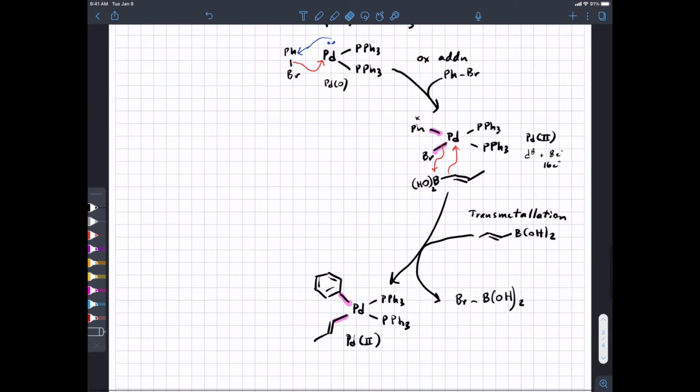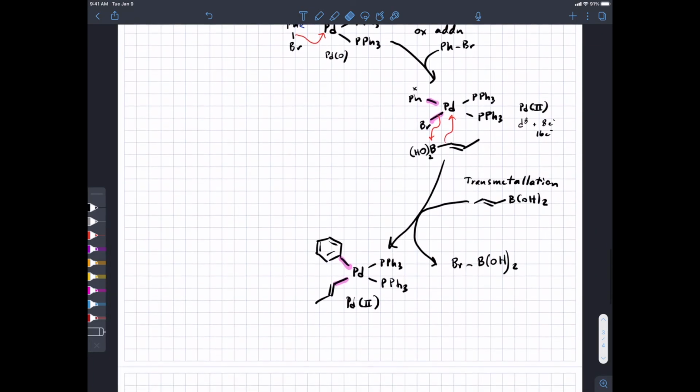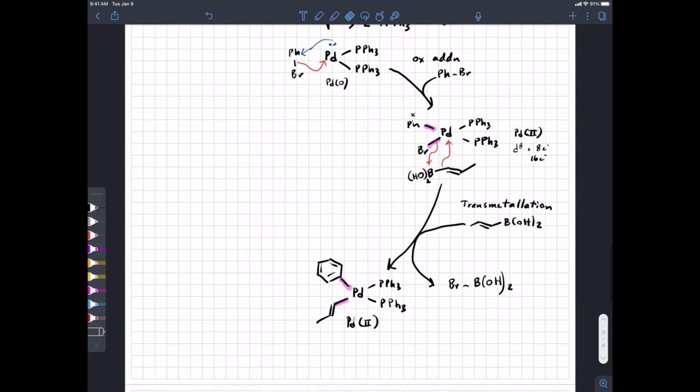Is the driving force the reduction potential of the metal? No, because we're going to regenerate the metal catalyst. And so thermodynamically, in terms of the metal, it's neutral. The driving force is going to be the stability of the bonds we make versus the bonds we broke. And we'll look at that.